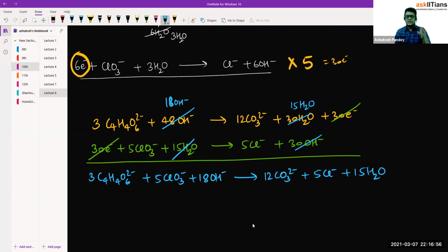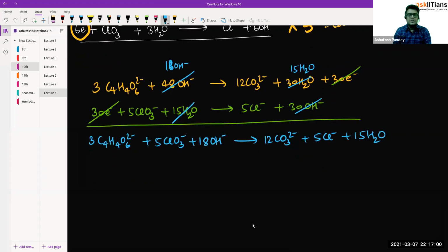Now let's check the atoms and charges. We have carbon: on the reactant side, we have 12 carbons, and on the product side also 12 carbons, so it is balanced. Then hydrogen. We have 12 and 18, that is 30 hydrogens on the reactant side and 30 hydrogens on the product side. So hydrogen is also balanced.